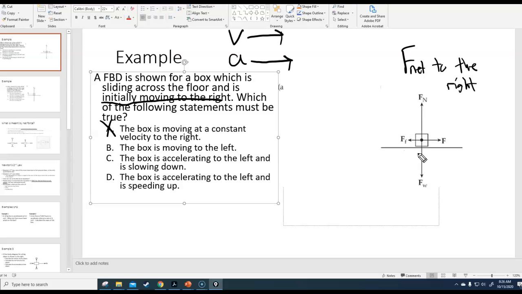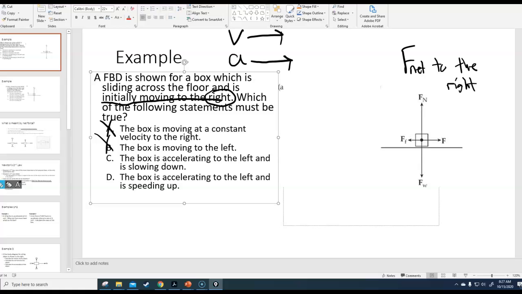Now, looking at the FBD, the force to the right is longer than the force to the left. That doesn't mean necessarily that the box has to move to the right. It could be moving to the left based off of the FBD, but the problem itself tells us that it's moving to the right. So B is also out. C says the box is accelerating to the left and is slowing down. And then D says the box is accelerating to the left and is speeding up. If you look at the answer choices, none of them indicate the correct answer.